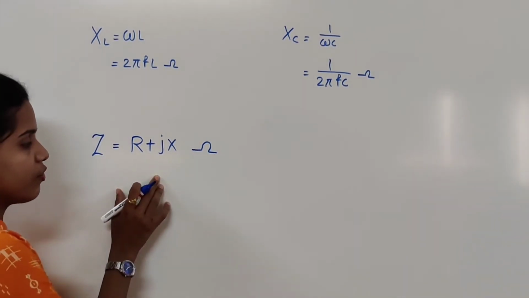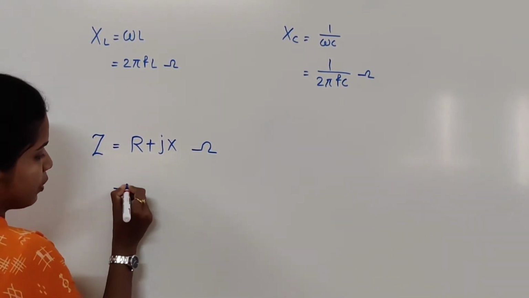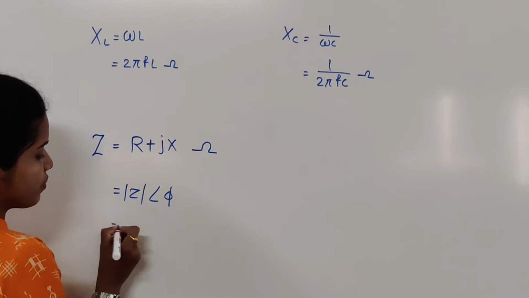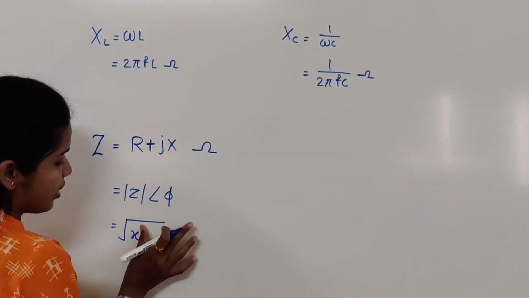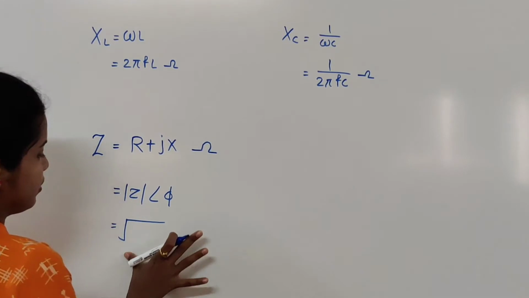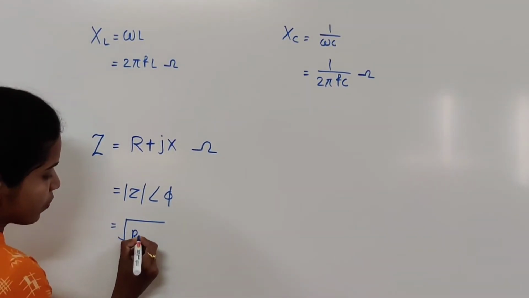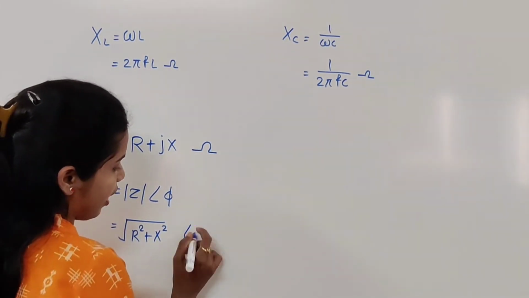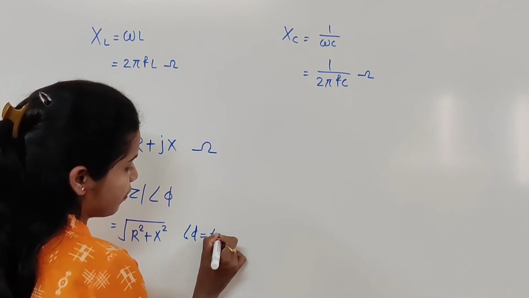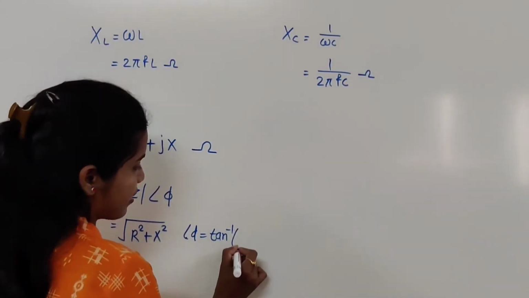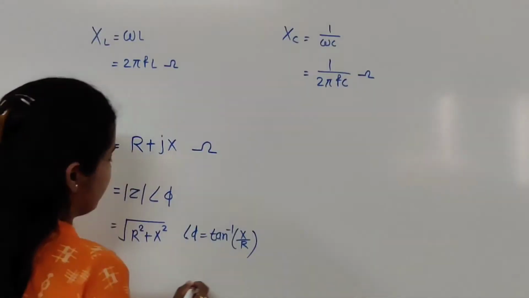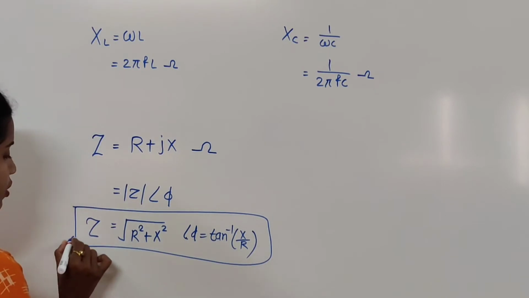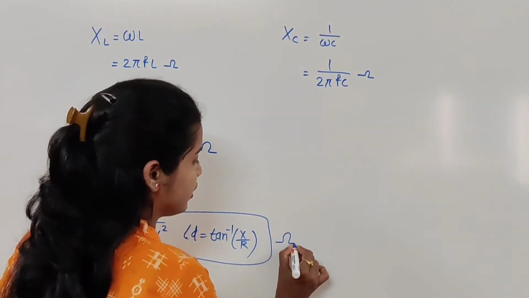So that is the rectangular form. Then polar form is magnitude of Z at an angle of phi. Magnitude of Z is equal to root of x square plus y square, where the x component here is the resistive part. So it is root of R square plus X square, and angle phi is tan inverse of X by R. So Z is equal to root of R square plus X square, and its unit is ohm.